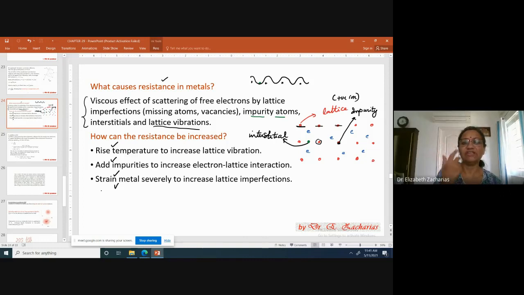There is energy, but that energy is not in the form of electricity. It is getting converted in the form of heat. Okay, so you can just conclude that any metal, you can play with the resistance of the metal by three ways. One, raise the temperature. Second, add impurities or alloy the metal. Third is strain the metal. By these three ways, you can actually increase the resistance.